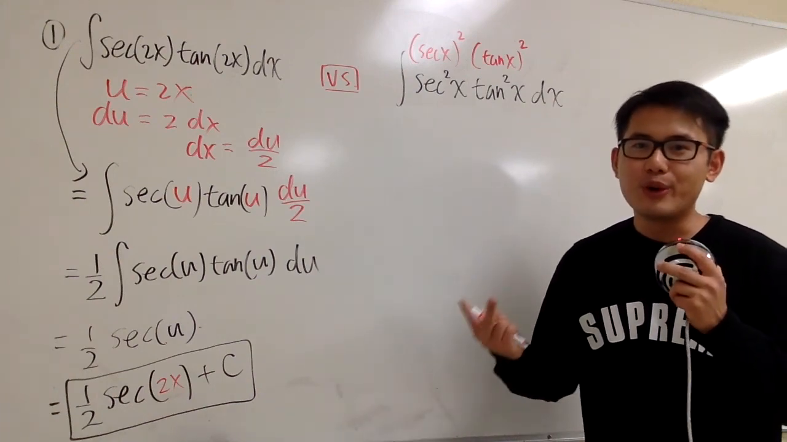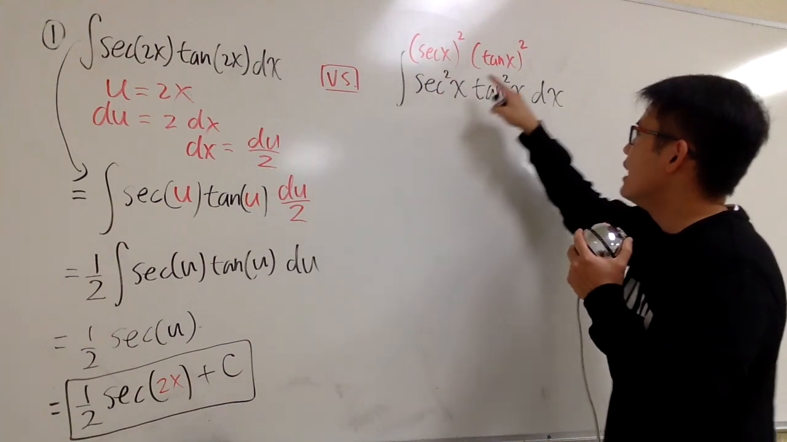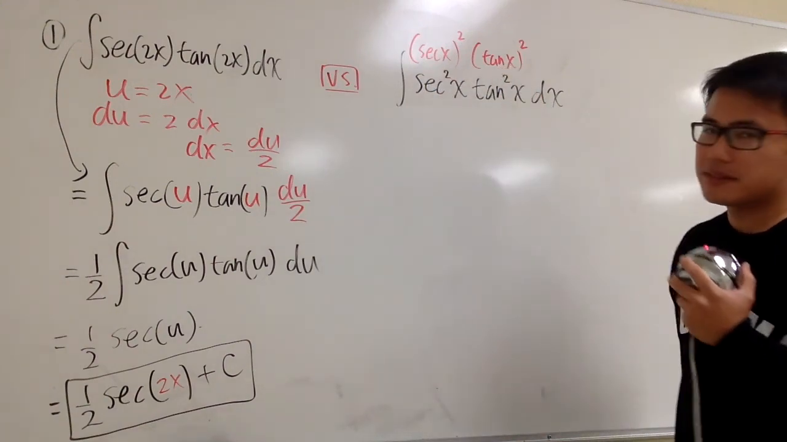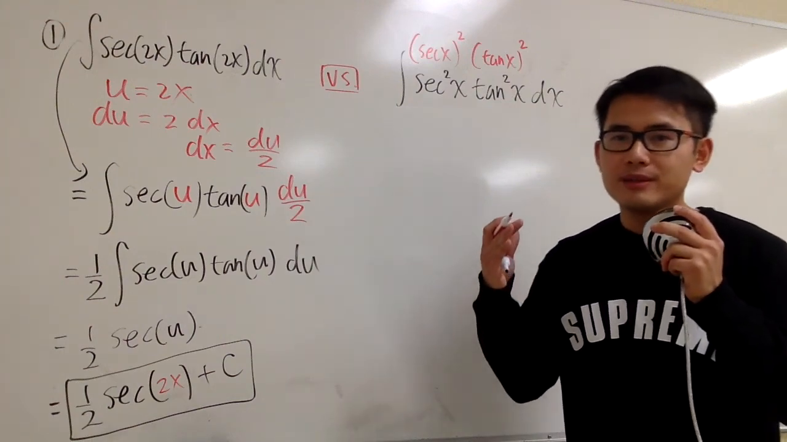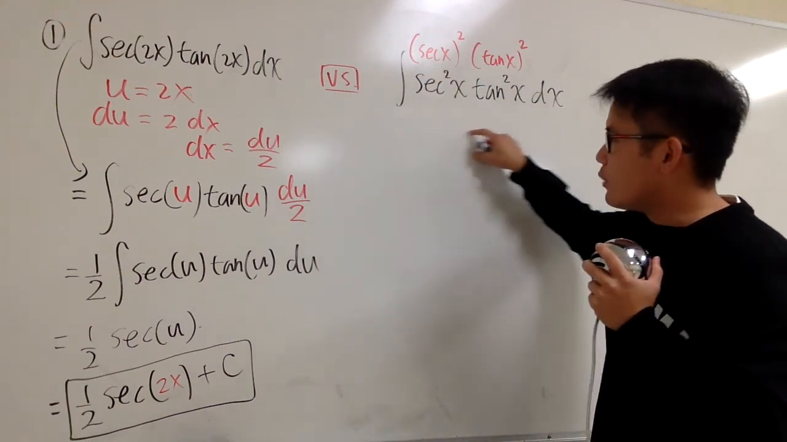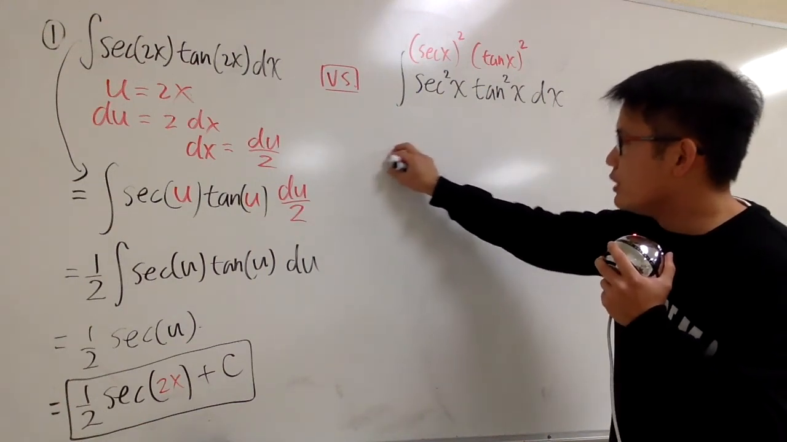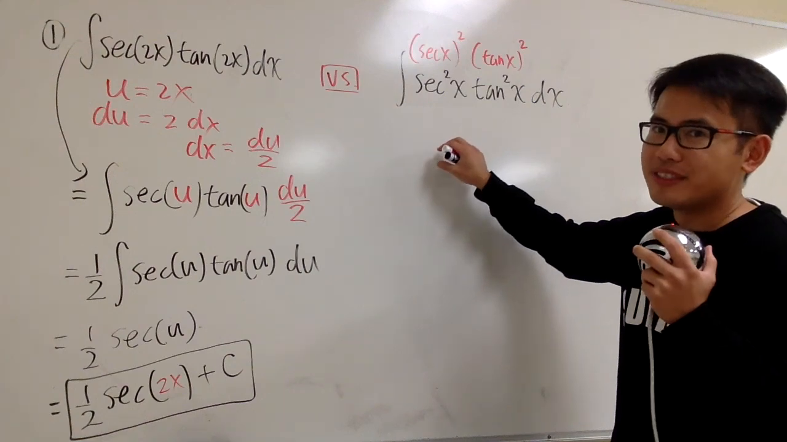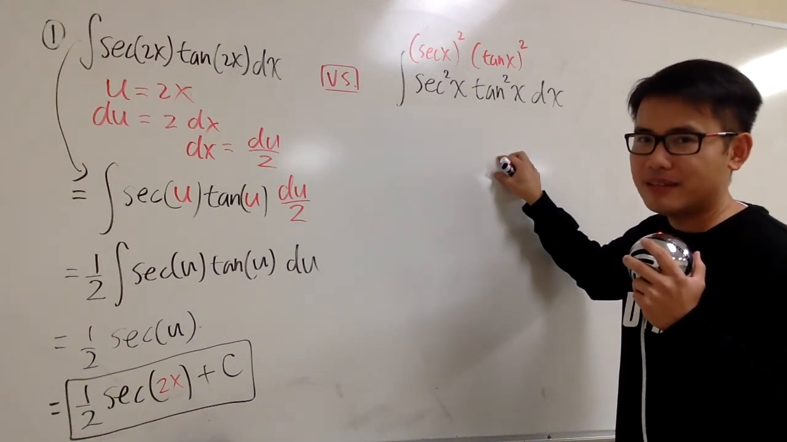Therefore, we have 2 choices, right? Because we have 2 inside functions. The first one is secant x, and then the second one is tangent x. Which one should we choose to be the u? Well, you can just write down u is equal to secant x. And then once you write that down, differentiate that, you'll get du is equal to, what's the derivative of secant x? Secant x times tangent x dx, right?